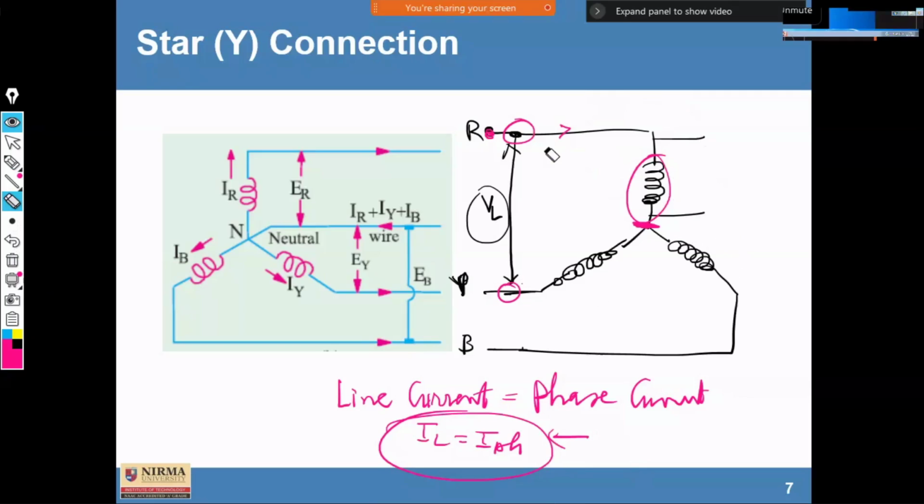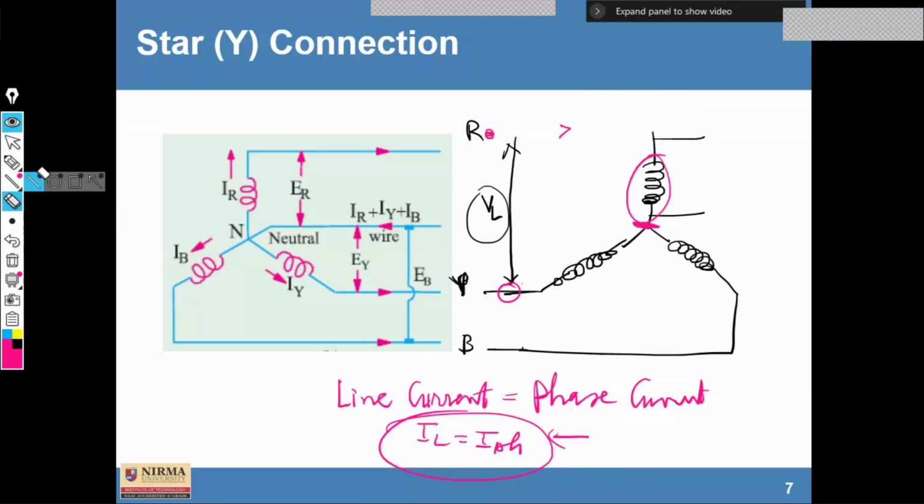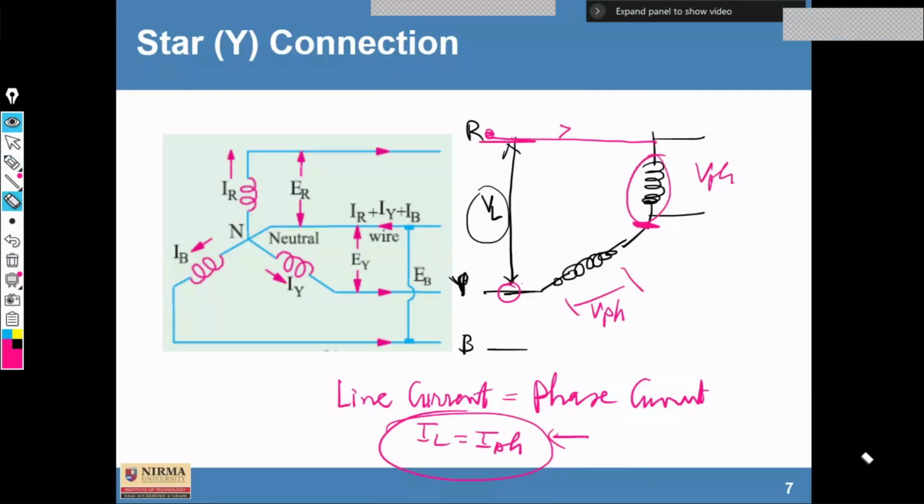Now, similarly, let us see the equation of voltages. This is R phase. This is VPH. This is VL. This is also VPH. Now, if you look at this circuit, for the time being remove this third phase. Can we say that this VL is equal to VPH? No, because at this junction, two different phase voltages are acting across this VL. So there would always be a relationship between VL and VPH.